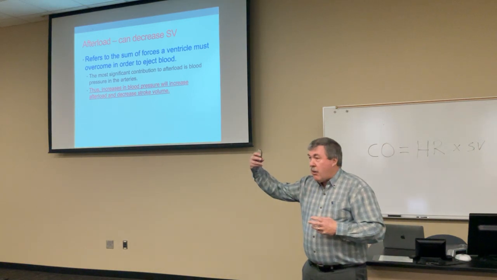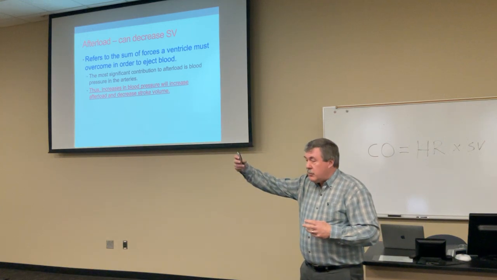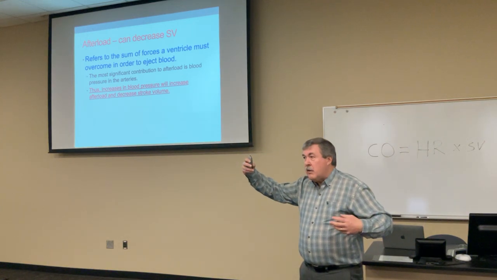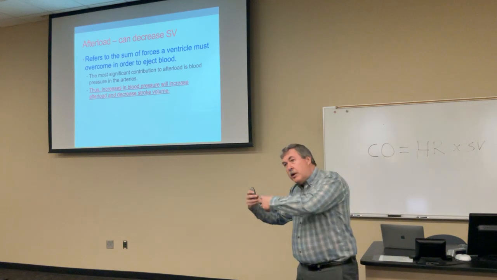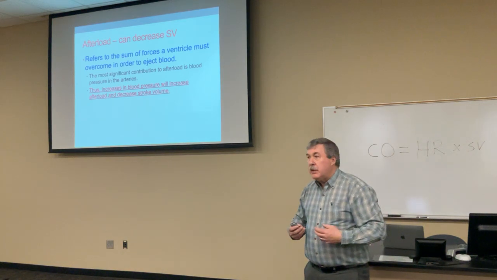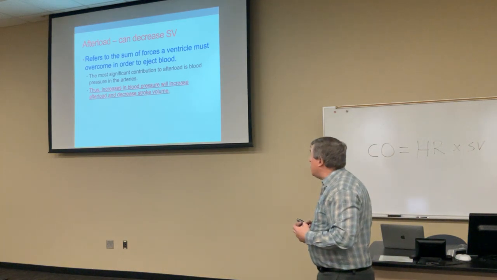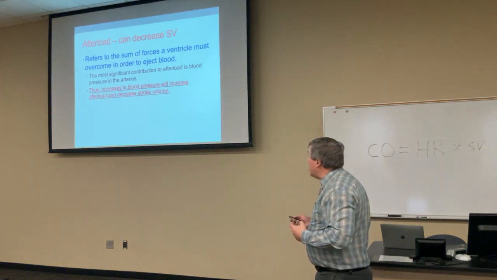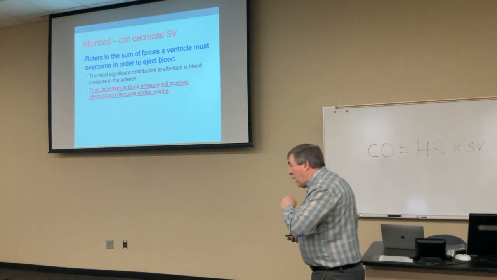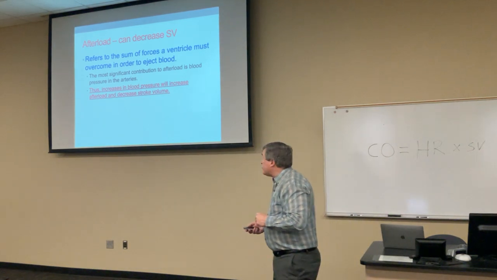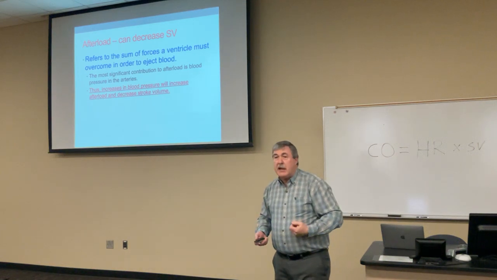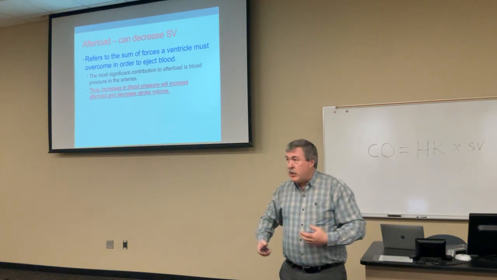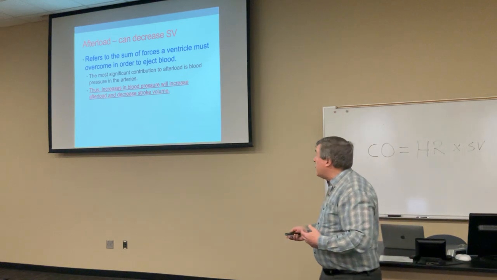And if the pressure in the arteries is higher than normal, it's going to make it harder for the heart to push the blood out into the blood vessels. So that's called an afterload. And so that increase in blood pressure increases afterload, and that will actually decrease stroke volume. So more blood will stay in the ventricles if there's high pressure in the arteries.